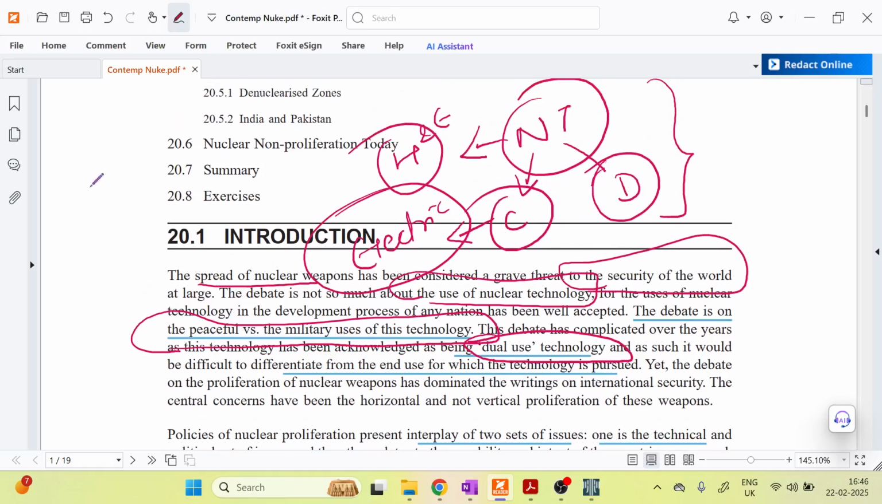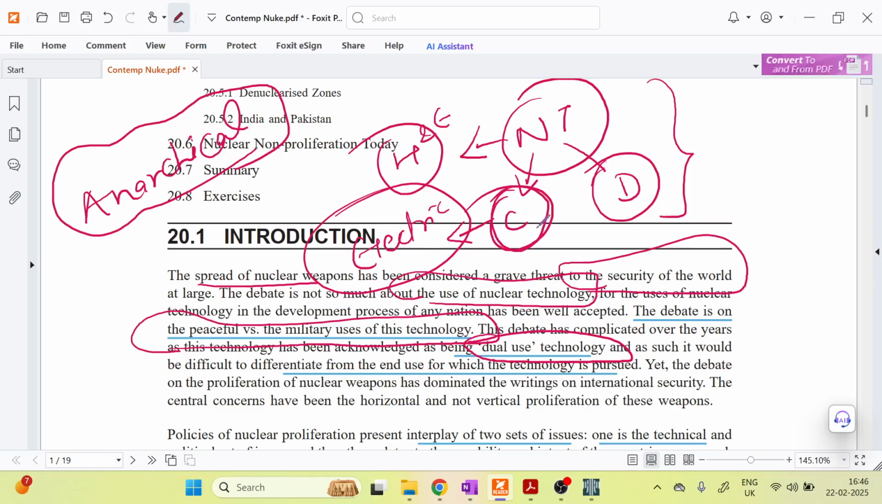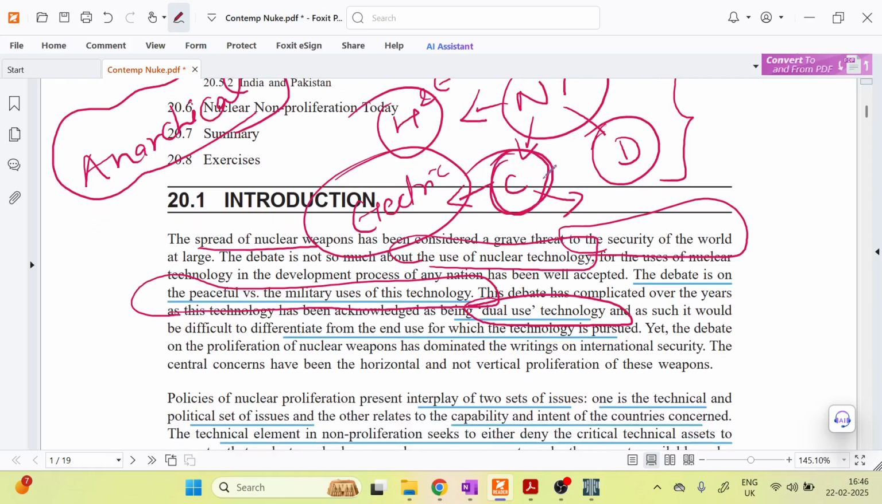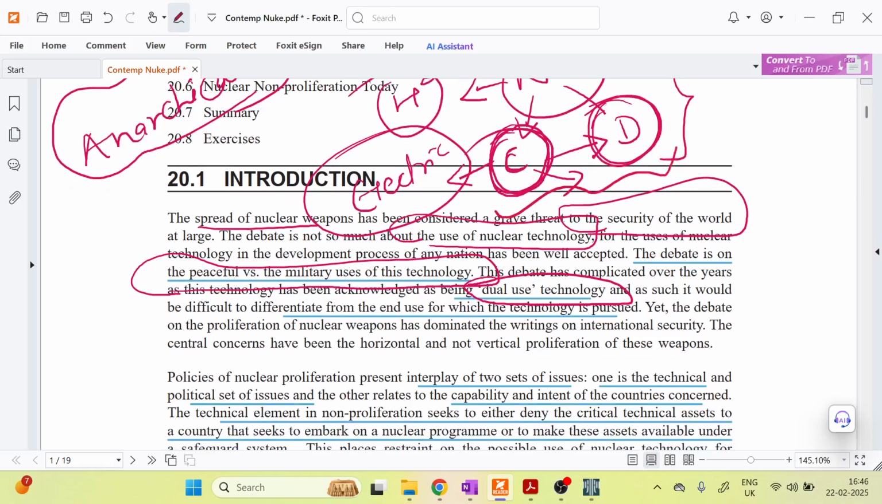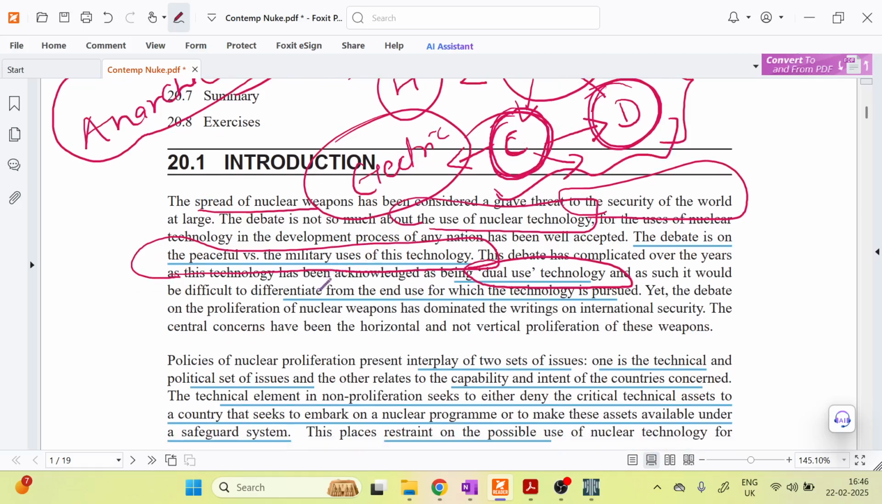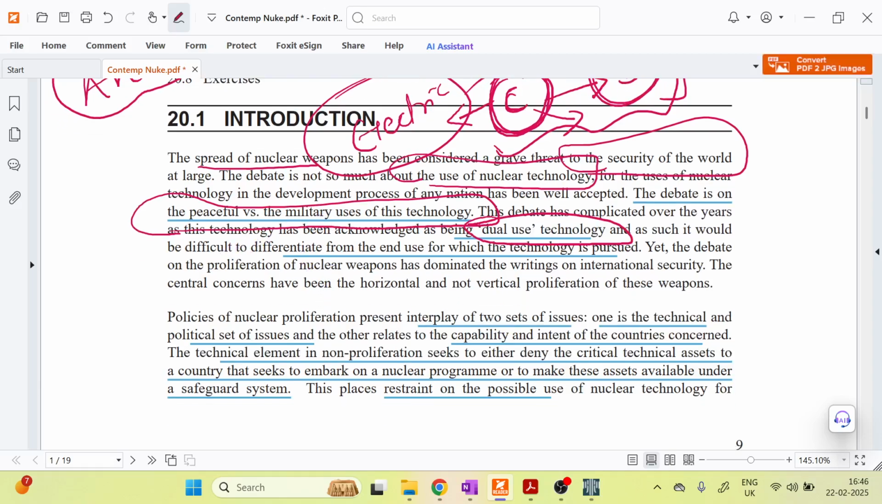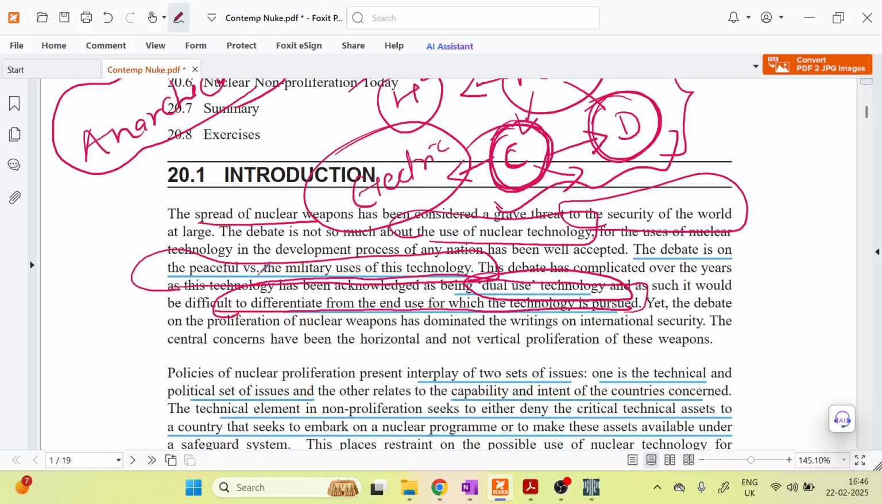But in this anarchical international sphere, we do not know if the countries seeking this material in the name of civilian purposes are genuine, if they are valid. And the same material, even if it is sought for civilian purposes, can be diverted to make bombs. So this is another security issue concerned with the transfer or acquisition of nuclear technology. It is difficult to differentiate the end use for which the technology is pursued. The intentions in the international arena cannot be gauged, because the anarchical arena is full of lies and deceit.